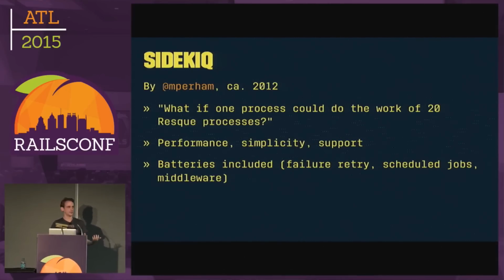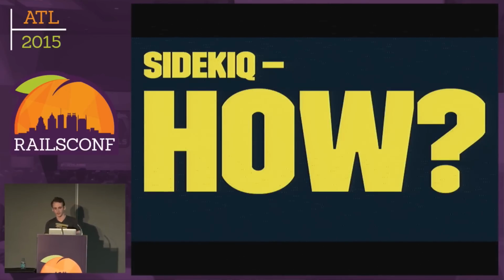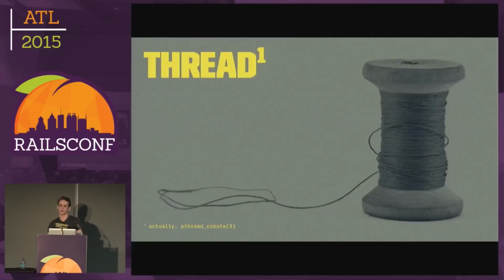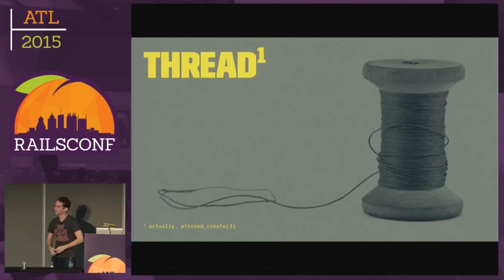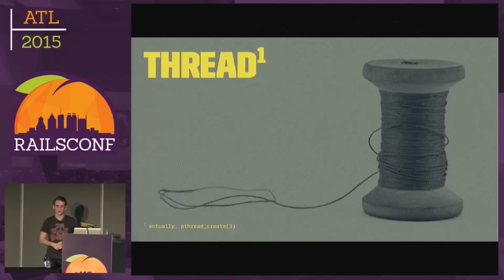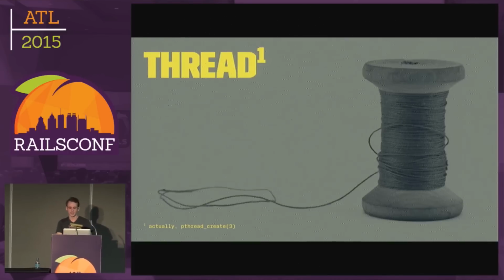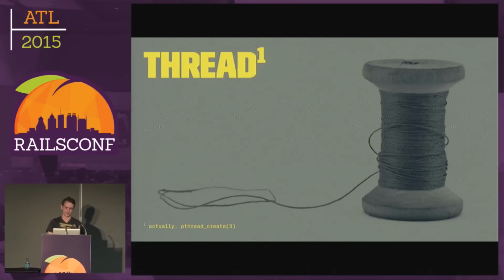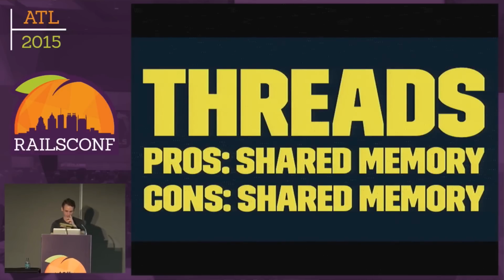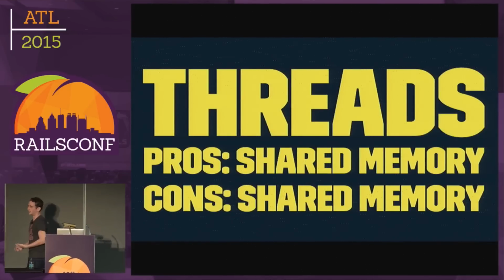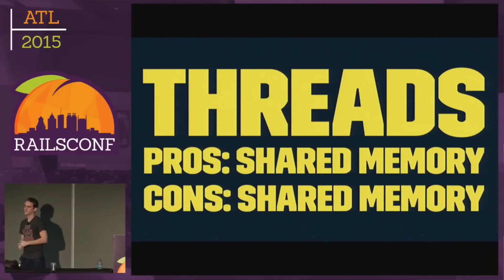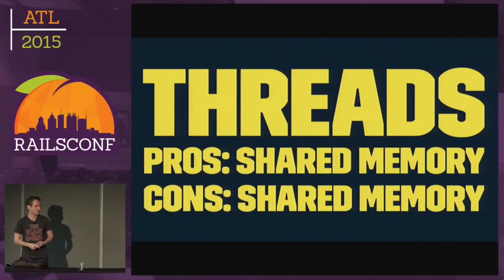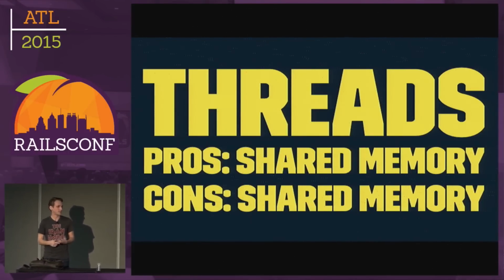So, again, noble goals. How are we going to do it? And the answer to that one is with threads. Here's my other bad joke picture slide. It's a little better. Thank you. Appreciate that. Yeah, so we'll be using an underlying mechanism called kernel threads, but probably won't be thinking about it too much. Here's the thing about threads. They share memory, which is cool, until it isn't.